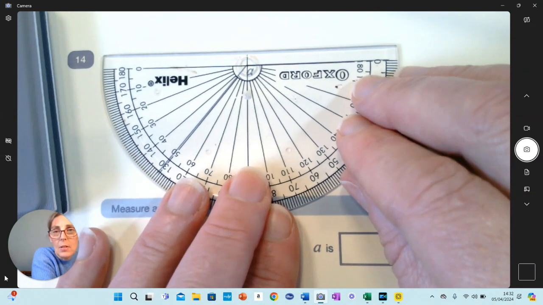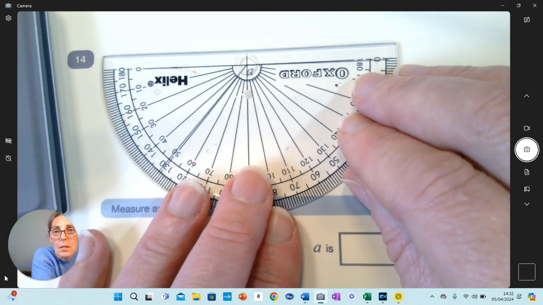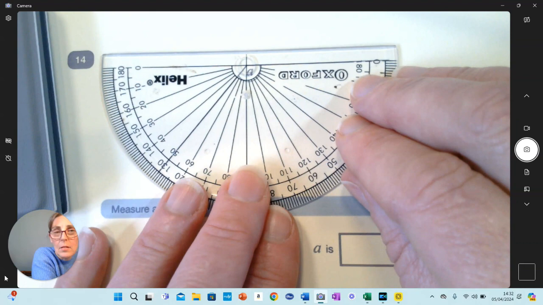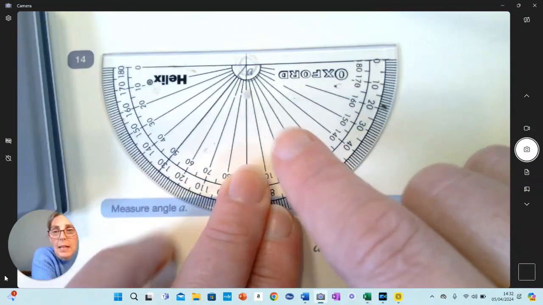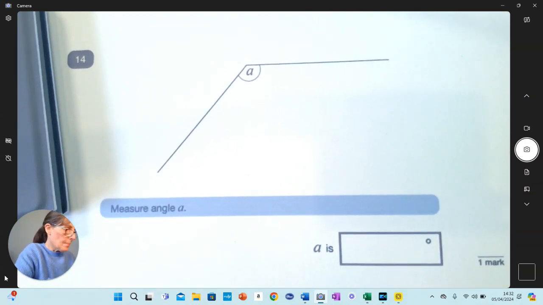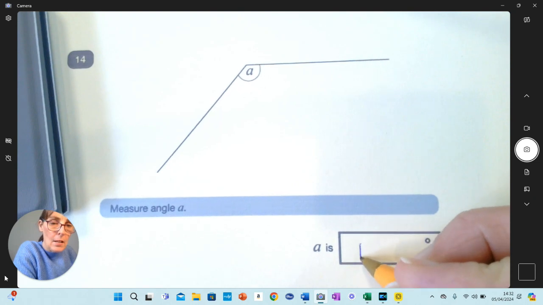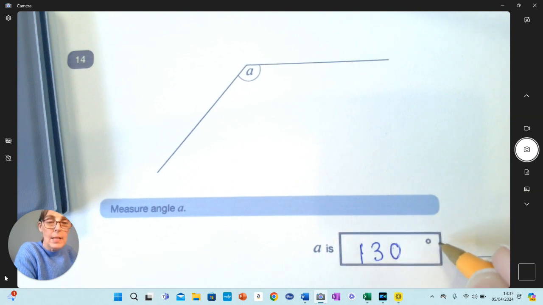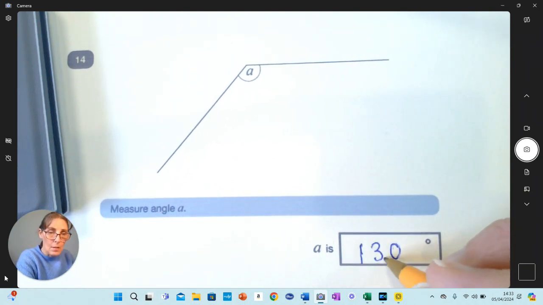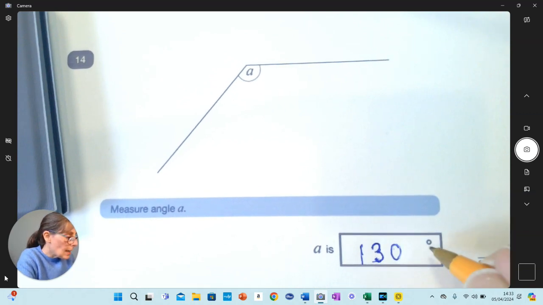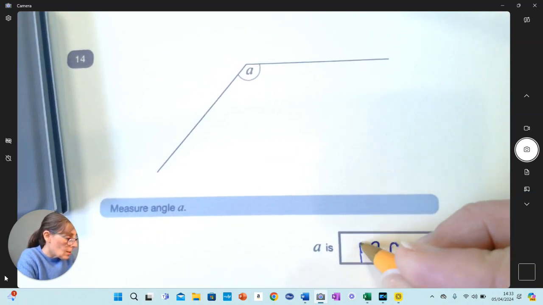And then let's have a look. We just balance it. There. Then it's 130, and read it round the outside now to 130. So I am going to write a nice, very clear 130, and it's already got the degrees there for you. Okay. It's a bit messy there, but you can see that it's 130.